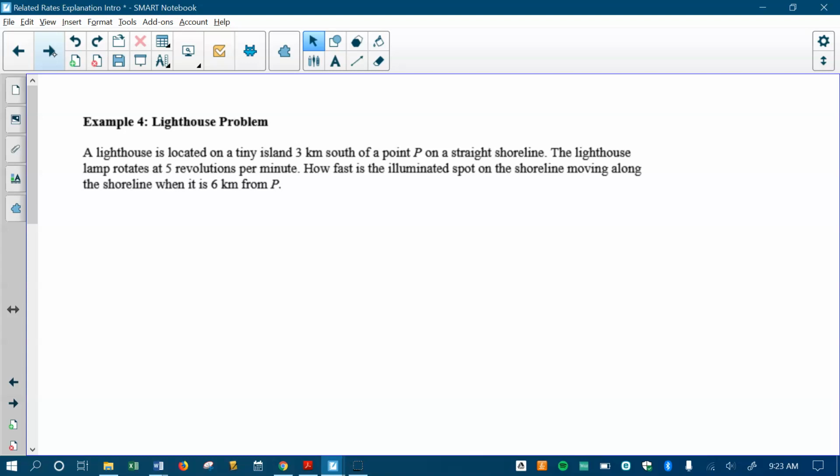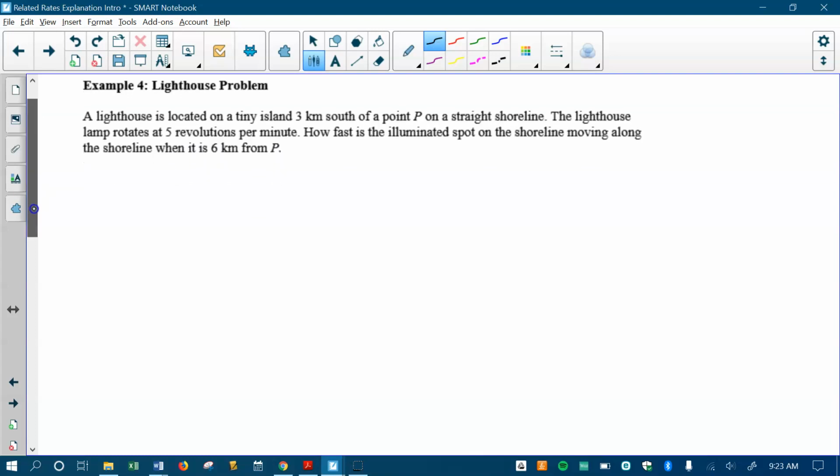So it says, let's look at the lighthouse problem, which is, I don't know if it's a common problem, but it's a problem that's come up from time to time on a free response question. A lighthouse is located on a tiny island 3 kilometers south of a point on a straight shoreline. If I'm looking at setup, I don't even care about the rest of the sentence.